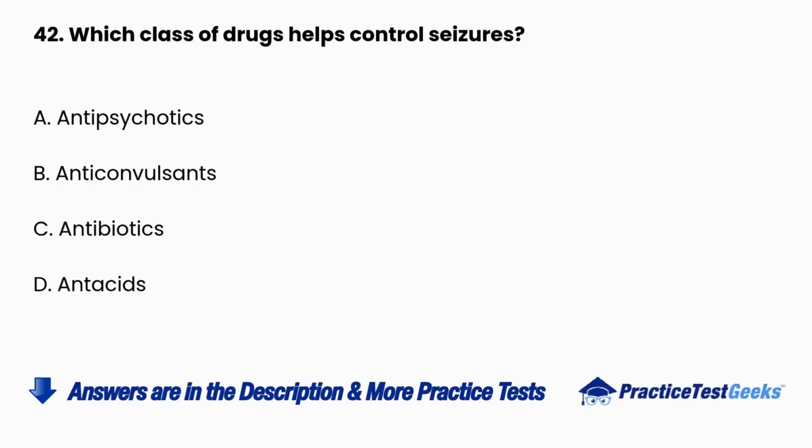42. Which class of drugs helps control seizures? A. Antipsychotics. B. Anticonvulsants. C. Antibiotics. D. Antacids.